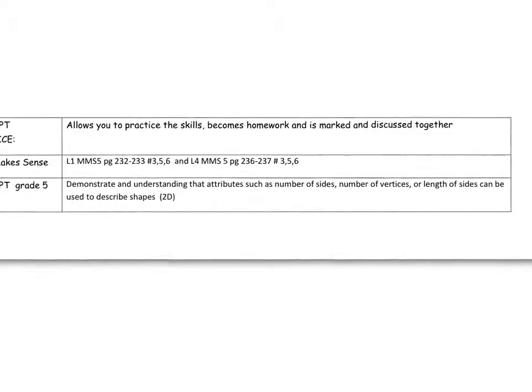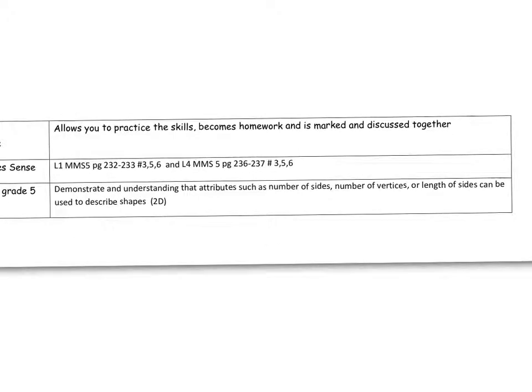All right, that has given you an opportunity to do some practice. You are now going to go on to Math Makes Sense, page 232, 233, numbers 3, 5, and 6, and page 236, 237, also numbers 3, 5, and 6. You're going to use things such as the number of sides, the number of vertices, remember that's corners, the length of the sides, the direction of the sides to help you with describing these shapes.